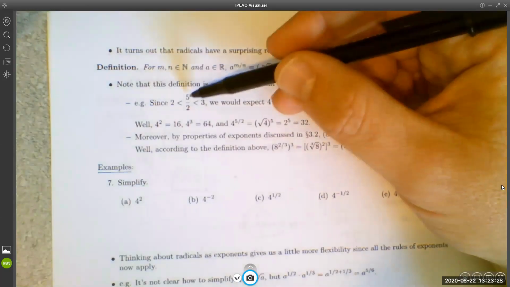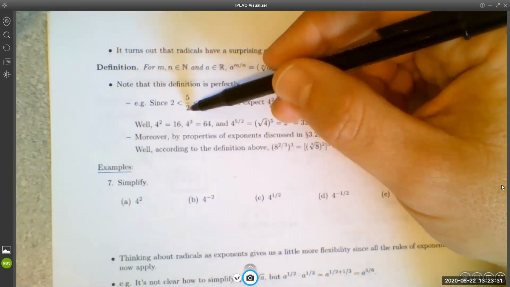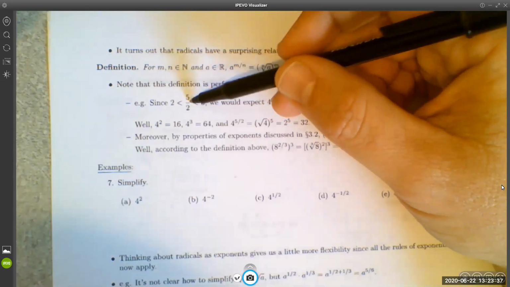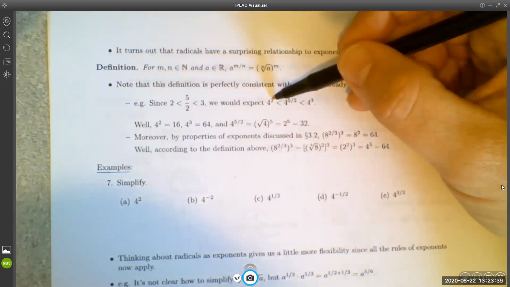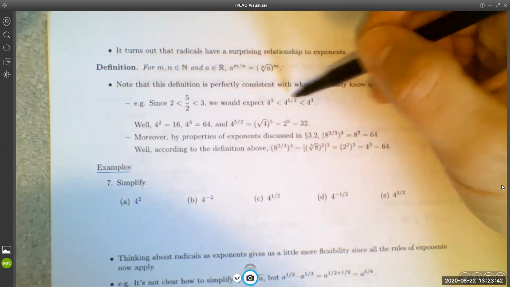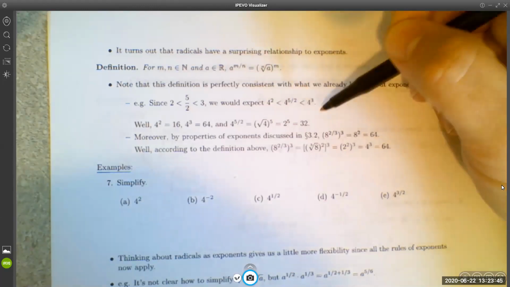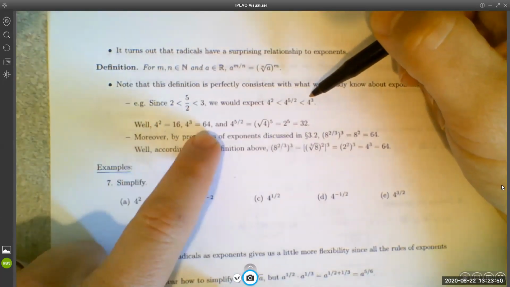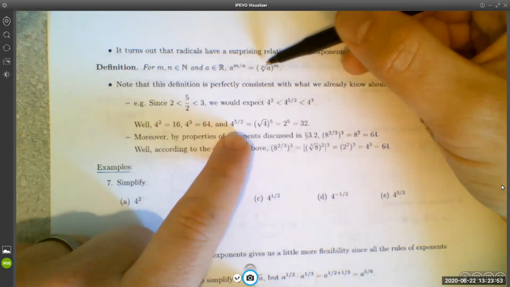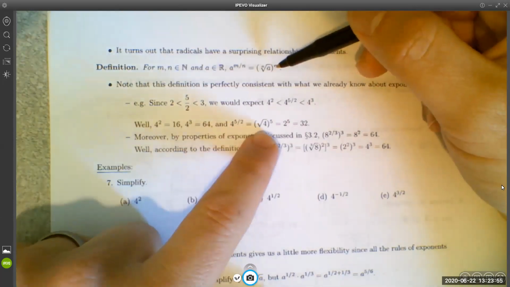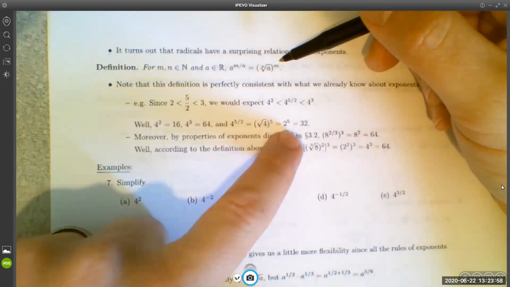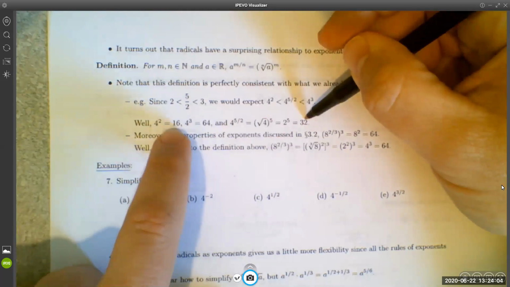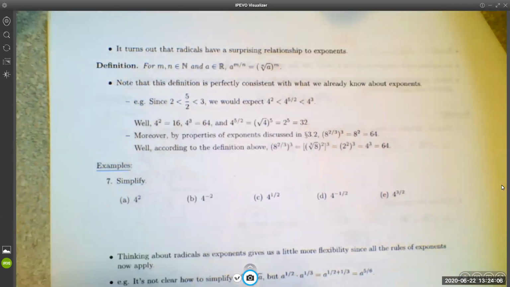So first of all, 5 halves, 2 goes into 5 twice with 1 left over, so 5 halves is 2.5, right? So since 2.5 is between 2 and 3, we would expect for 4 to the 5 halves to be somewhere between 4 squared and 4 cubed, right? Well, 4 squared is 16, 4 cubed is 64, and 4 to the 5 over 2, based on this definition, would be the square root of 4 to the 5th power. Square root of 4 is 2, and 2 to the 5th power is 32. Sure enough, you get a number right in between 16 and 64. Okay, so that checks out.